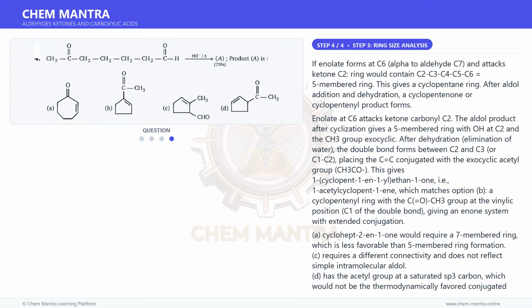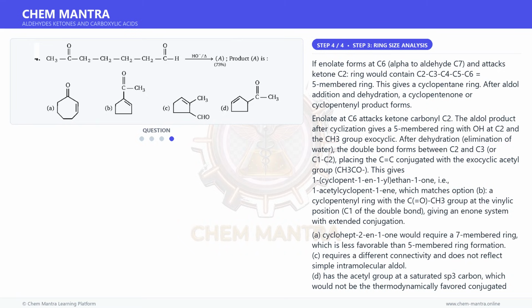After dehydration, elimination of water, the double bond forms between C2 and C3 or C1 and C2, placing the C=C conjugated with the exocyclic acetyl group, CH3CO. This gives 1-cyclopent-1-enyl ethan-1-one, i.e. 1-acetylcyclopentene, which matches option B. A cyclopentene ring with the C=O, CH3 group at the vinylic position, C1 of the double bond, giving an enone system with extended conjugation.